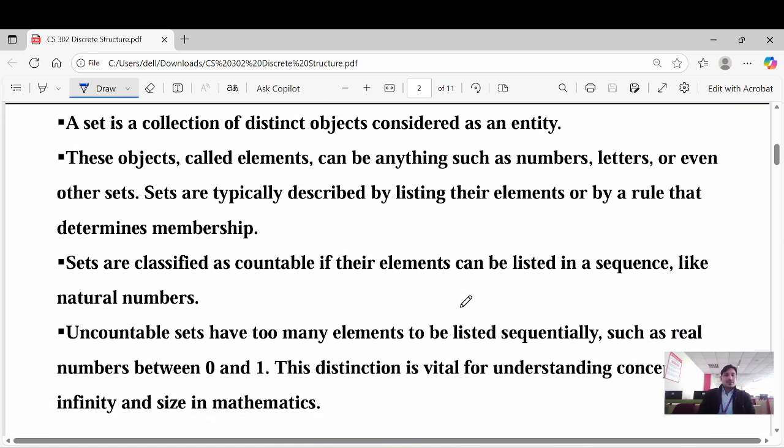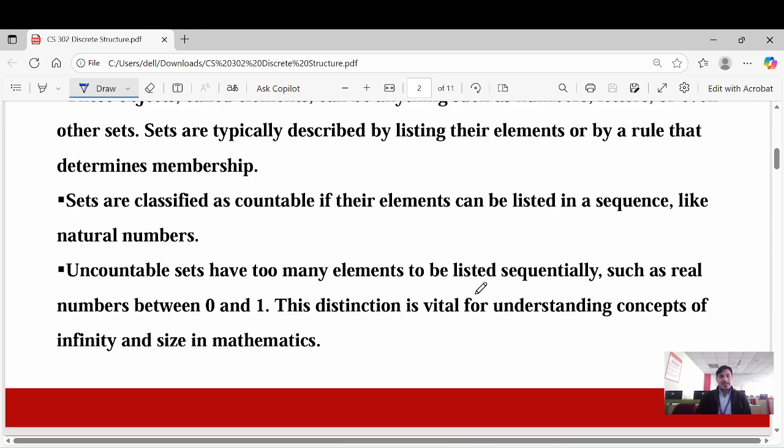Now we have categories of sets as countable and uncountable sets. Suppose we say a set of natural numbers. Set of natural numbers means the elements of natural numbers, like starting from 1, 2, 3, 4, 5. So these are elements of natural numbers. A natural number set is denoted by capital N, started with a curly bracket and ending with a curly bracket, having elements from 1 to infinity.